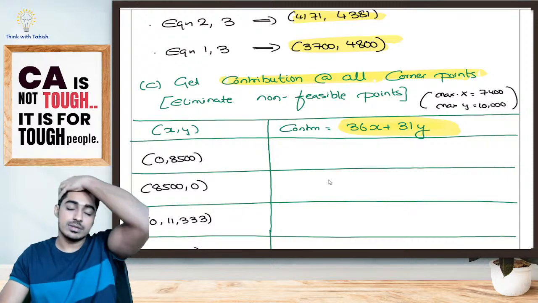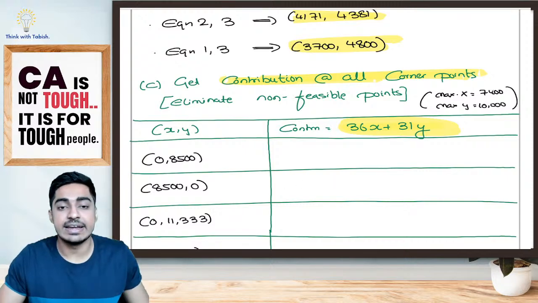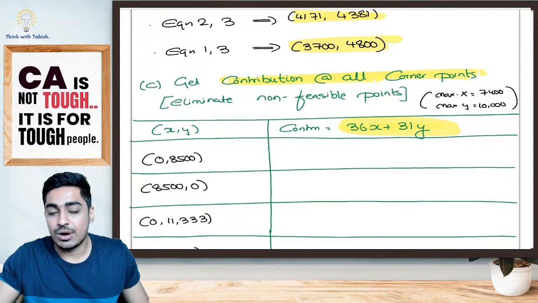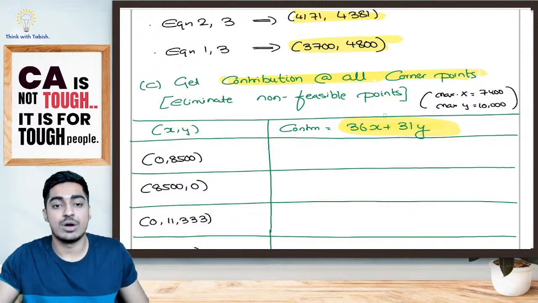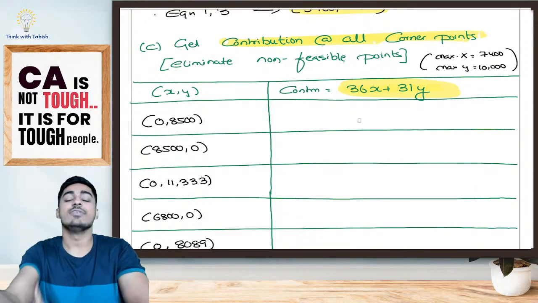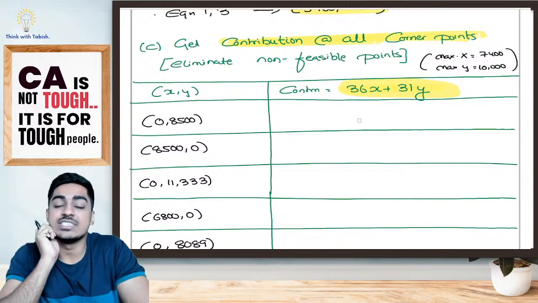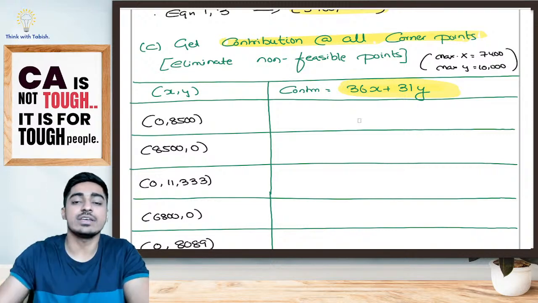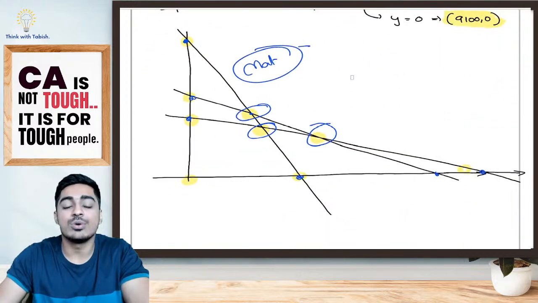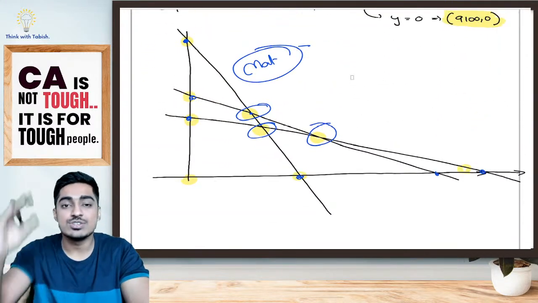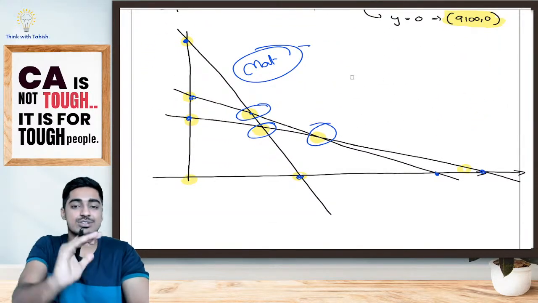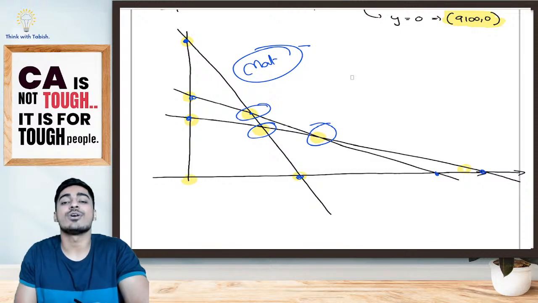So you have to calculate the contribution at all the corner points. How do we get it? Firstly, we need to eliminate all the non-feasible points. If we solve it using the graph, we get to know what is feasible and what is non-feasible, because we go on shading. This is not feasible, this is not feasible, this is not feasible. Here we have not drawn the chart.